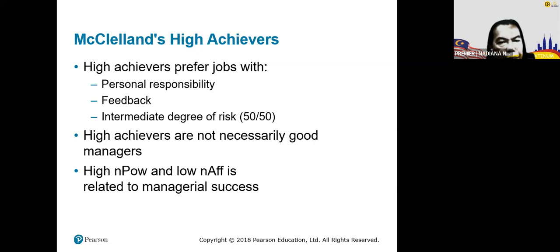High performance and low affiliation is related to manager success. You can see when they become a boss, they have less affiliation, but they strive on performance. That means they only do things together with the subordinates once a year when they have a celebration. They keep a distance in the relationship.